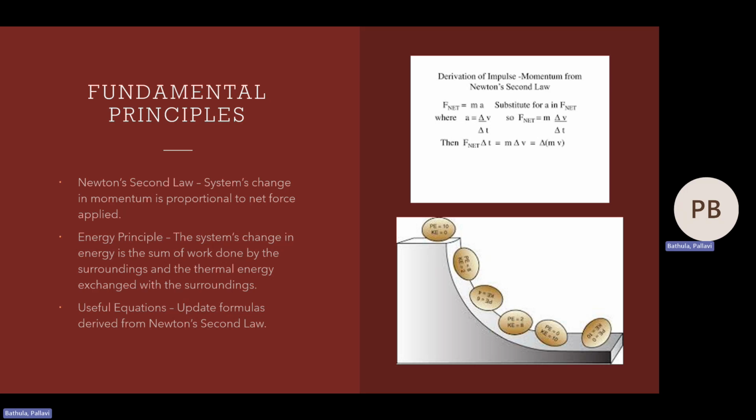We also use the energy principle, which states that the system's change in energy is the sum of work done by the surroundings and the thermal energy exchanged with the surroundings. In both computational and observational models, our system is the mass, spring, and earth, and the surroundings is everything else around it. But we are considering an isolated system, so that would mean that our particular equation of the change of energy in the system would be equal to zero.